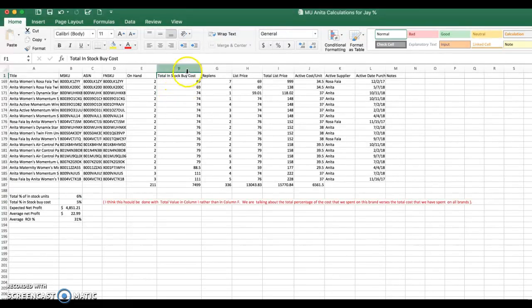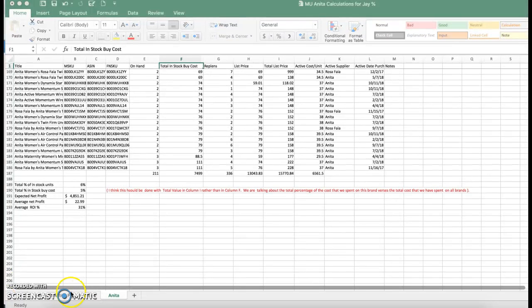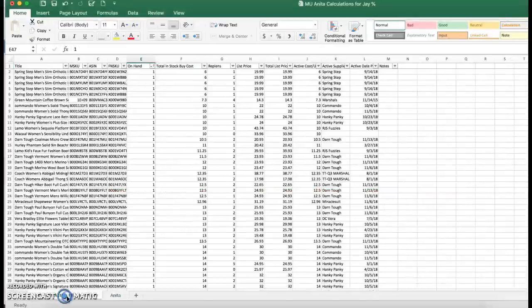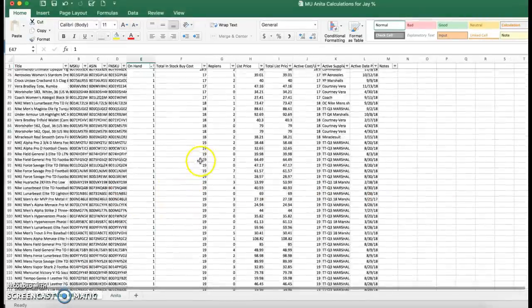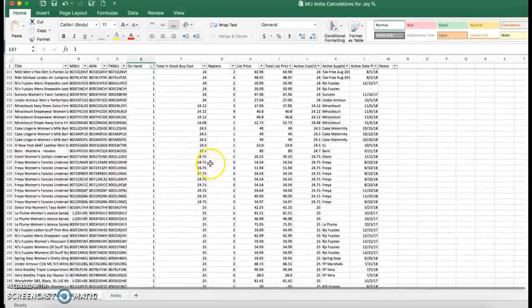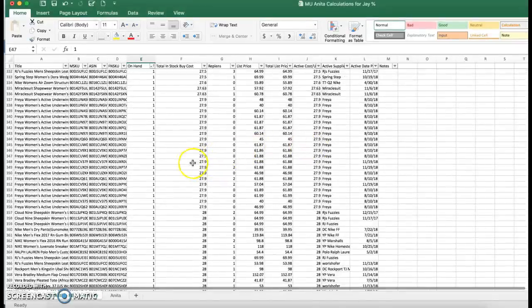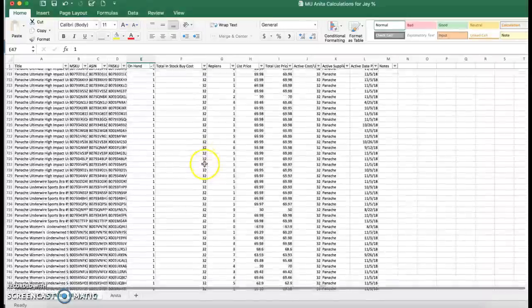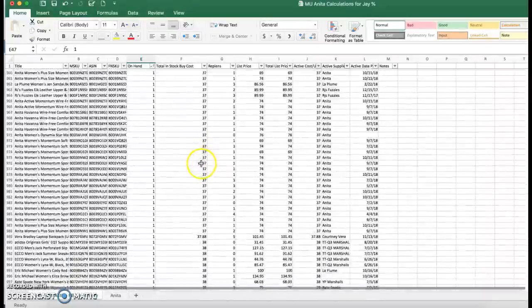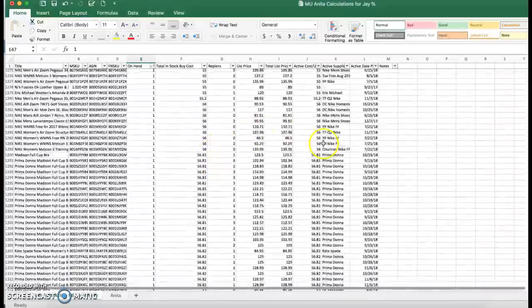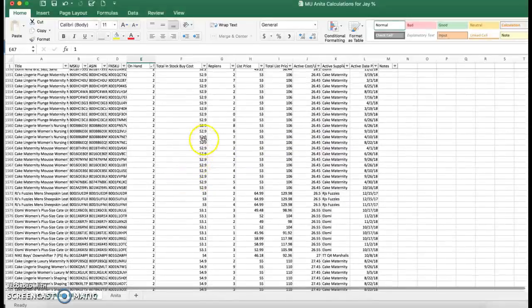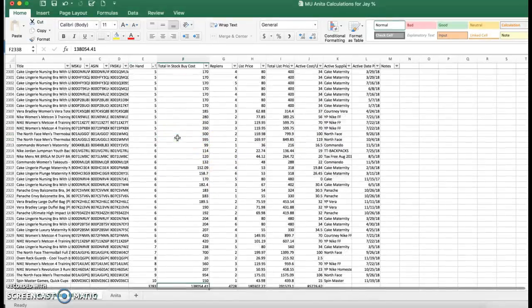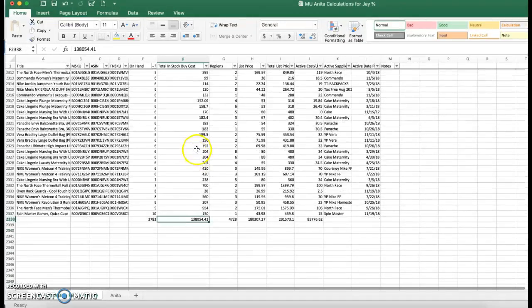Total in stock buy cost is column F, and then I gotta pause this for a second. And then this is, let's see, column F. This is column F, total in stock buy cost. And basically you're taking the Anita versus the entire stock. All right, there we are. Yeah, so it's the total.